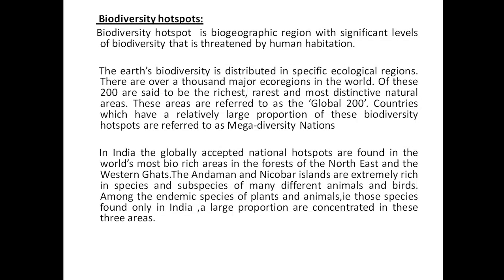Next is biodiversity hotspots. Biodiversity hotspot is a biogeographic region with significant levels of biodiversity that is threatened by human habitation.